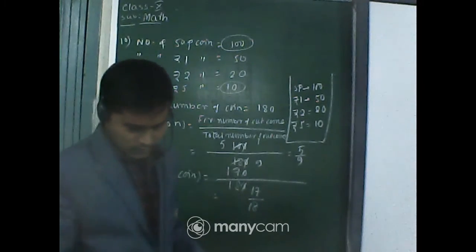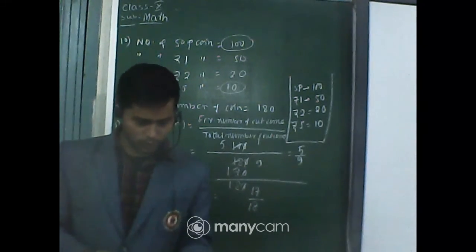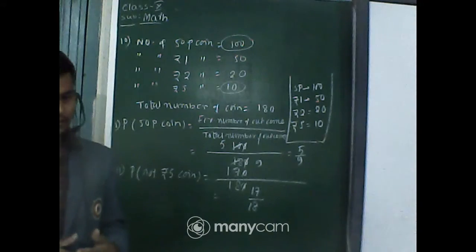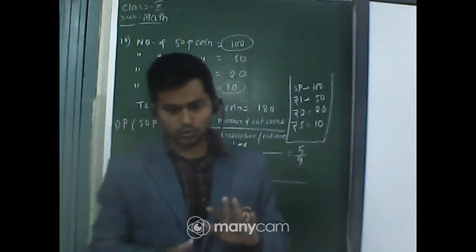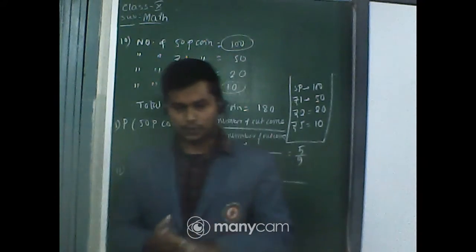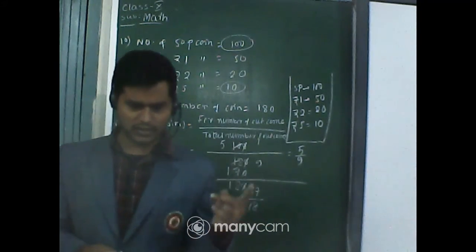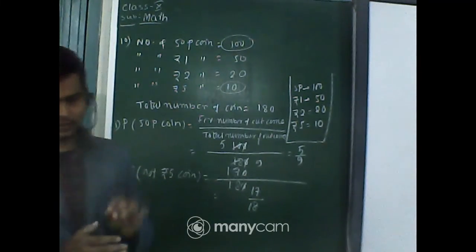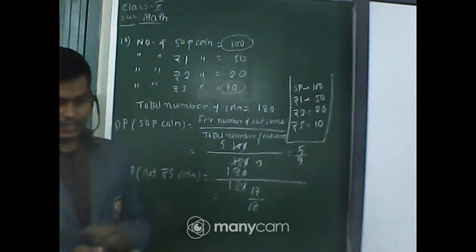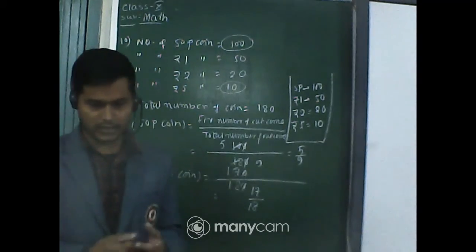Okay, so in my next class we'll solve a few more problems, and we'll discuss the different types of cards. Okay, I think you know there are 4 types of cards: heart, spade, club and diamond. Okay, we'll discuss everything in detail about the cards in our next class.